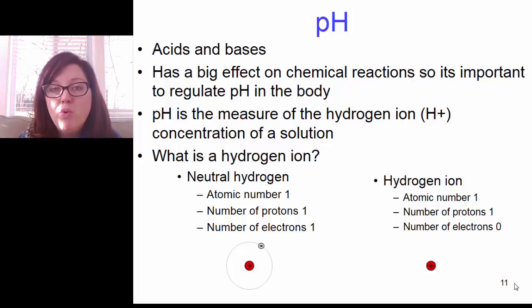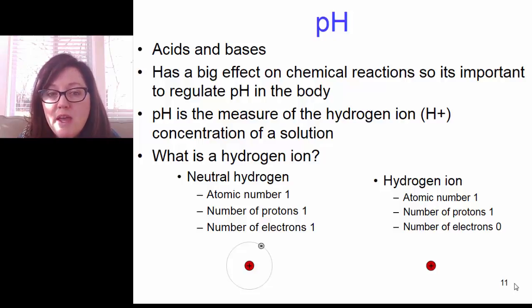pH is a really important topic in human anatomy and physiology, and that's because pH plays a very important role with chemical reactions. And of course, chemical reactions determine the physiology of the human body. So changes in pH can actually change our chemical reactions. So it's really important to understand pH in order to understand human anatomy and physiology.